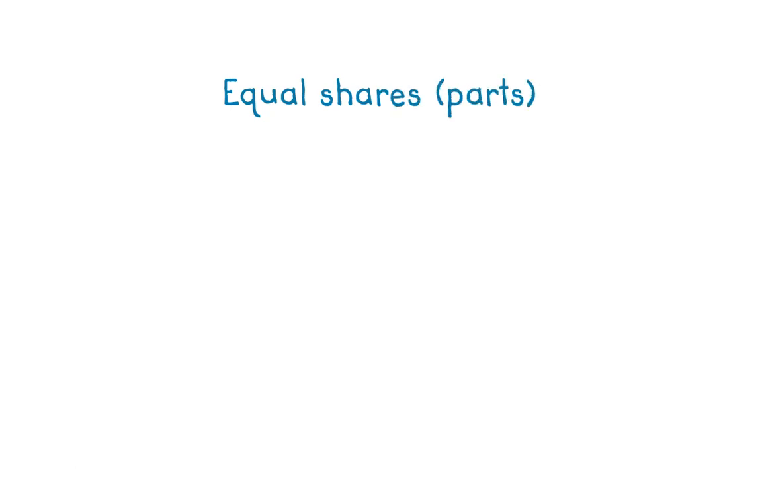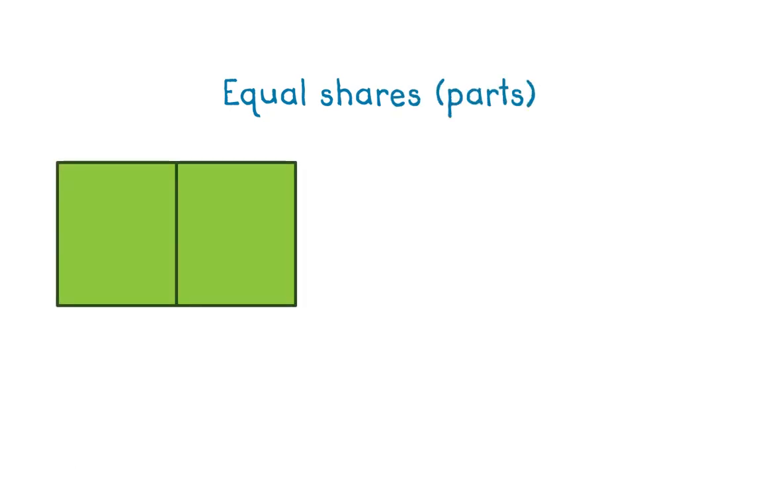Equal shares or equal parts. Here I have a full rectangle, one whole rectangle. It is divided into 2 equal parts. If I divide this rectangle into 2 equal parts, so I cut it in halves. So this one is 1/2 and the other part is 1/2. Half and half make the whole. So I cut it into 2 halves.